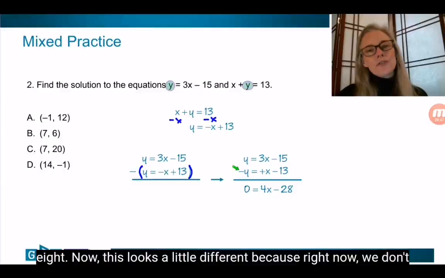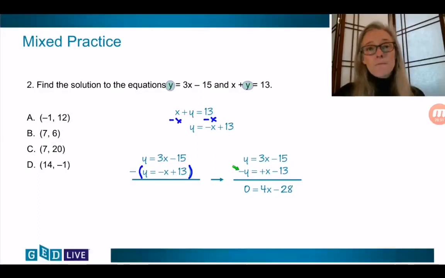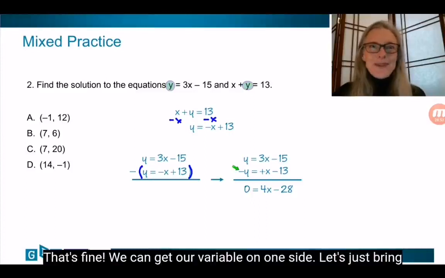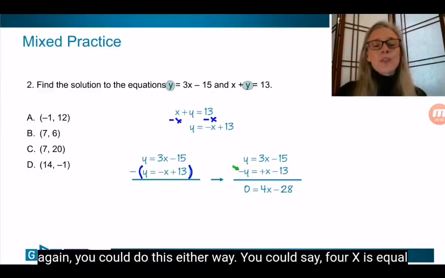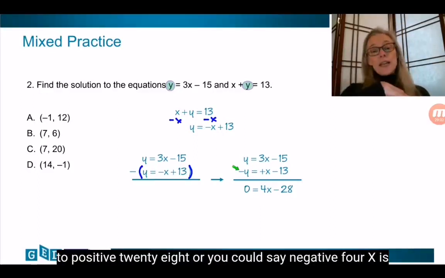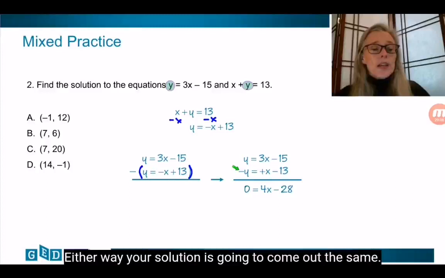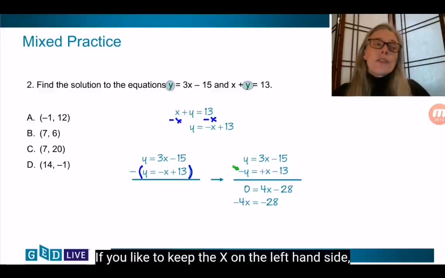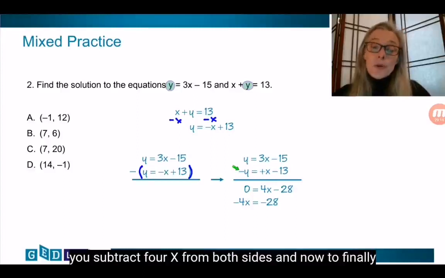Now, this looks a little different because right now we don't have our variable on one side and our constant on the other. That's fine. We can get our variable on one side. Let's just bring the 4x over by subtracting 4x from both sides. And again, you could do this either way. You could say 4x is equal to positive 28, or you could say negative 4x is equal to negative 28. Either way, your solution is going to come out the same. If you like to keep the x on the left-hand side, you subtract 4x from both sides.